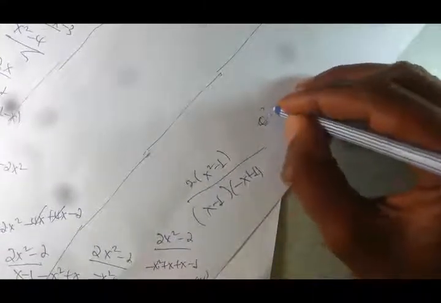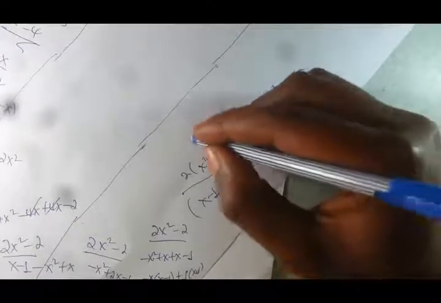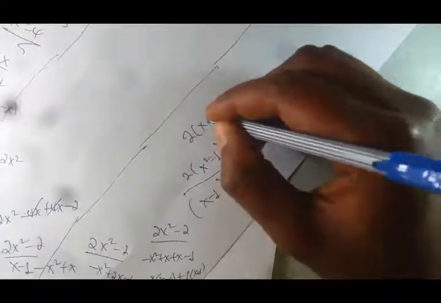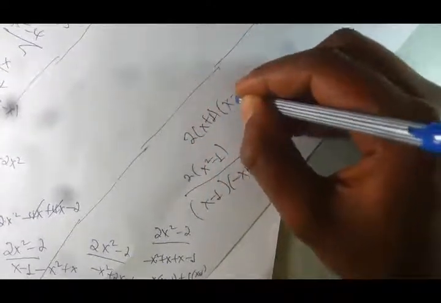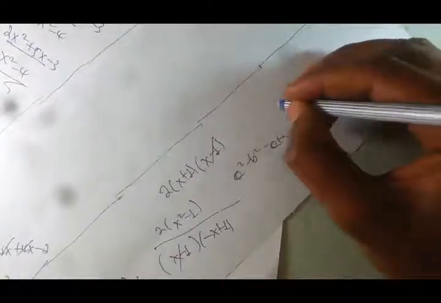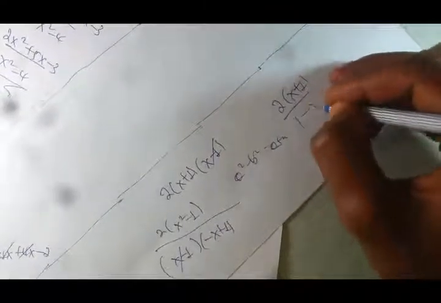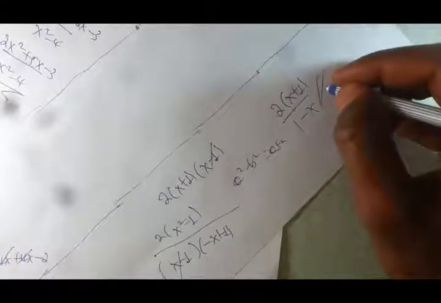We know that a square minus b square is equal to a plus b times a minus b. This is equivalent to 2 times x plus 1 over x minus 1. Therefore x minus 1 will be cancelled by x minus 1. Therefore 2 times x plus 1 over 1 minus x will be the final answer.